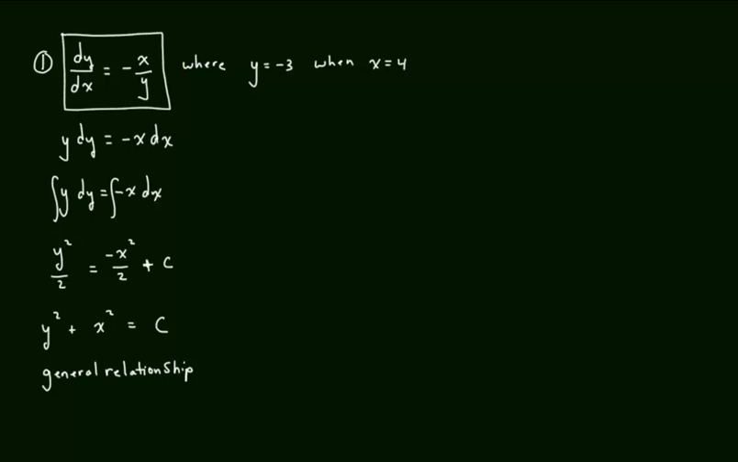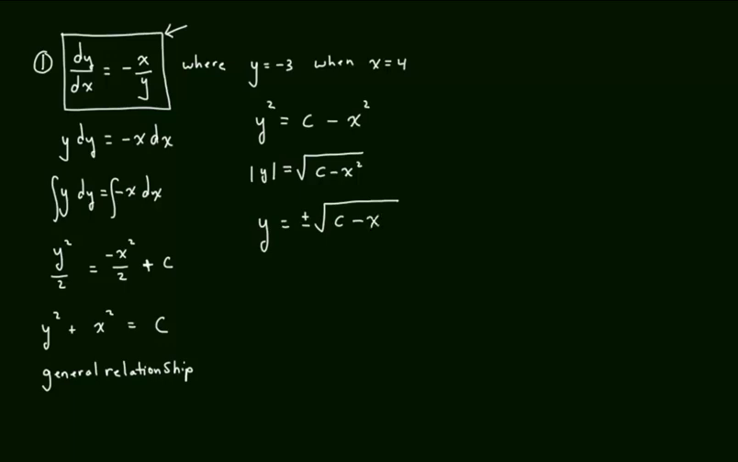But what we desire is a function answer, a particular solution that has the derivative as shown and the condition as shown. So what I'm going to do now is solve for y. So I have y squared equals c minus x squared. I'm going to take the square root of both sides, and I end up getting absolute value of y equals the square root of c minus x squared. So that's going to result in two different answers. I get plus or minus the square root of c minus x squared.